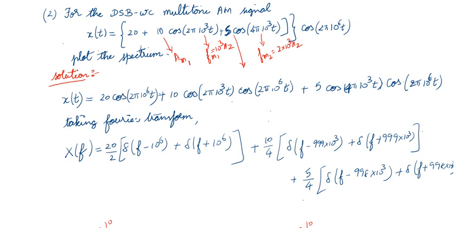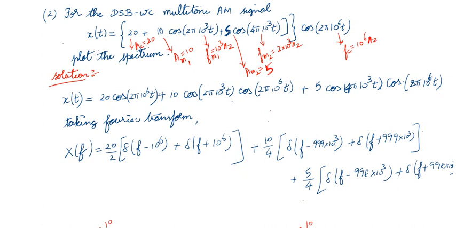What is the amplitude? AM2. In this case it is 5. Okay, in this case it is 10. This is the carrier amplitude, which is 20. This is the carrier frequency, which is 10 to the power 6 hertz.